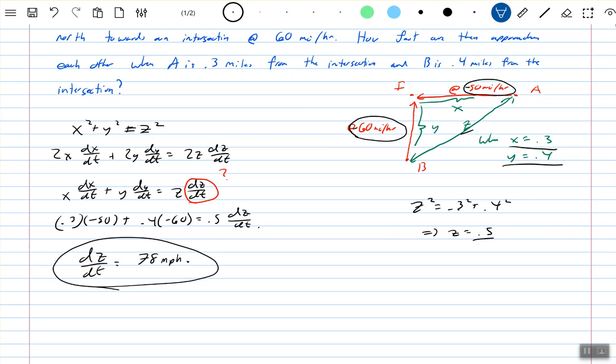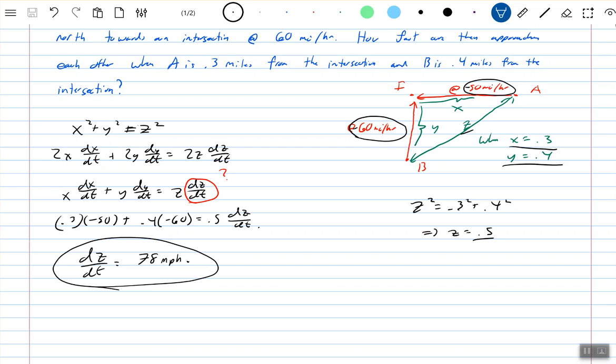We figured out what all our variables are, differentiated with respect to time, plugged it in, and solved for the quantity we wish to have. That's the exact same process for related rates. So to get good at related rates, just practice. Start figuring out that philosophy.